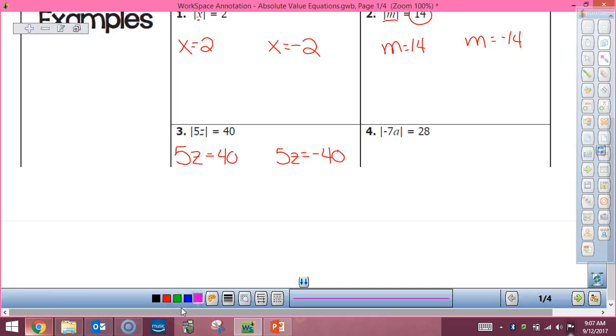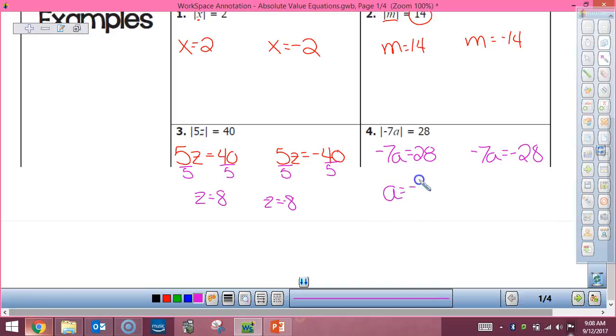And how am I going to solve them? Divide by 5, z equals 8. Divide by 5, z equals negative 8. All right, number 4. Is my absolute value by itself? It is. So I can make two equations. Negative 7a equals 28 and negative 7a equals negative 28. So divide, a equals negative 4 and a equals positive 4. So we've got a negative divided by a negative in that one.